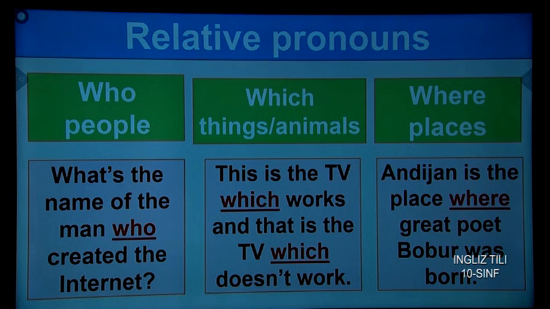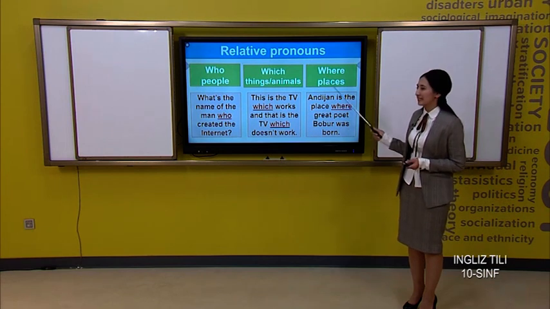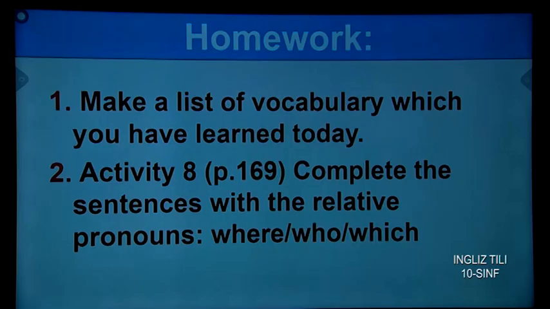I hope you all remember the rules for relative clauses because you have a home task about relative clauses. So dears, your home task. The first one, as usual, make a list of the vocabulary which you have learned today. And activity 8, complete the sentences with the relative pronouns where, who, which we discussed a few minutes ago. I hope you successfully do this activity. Then we will check next time.